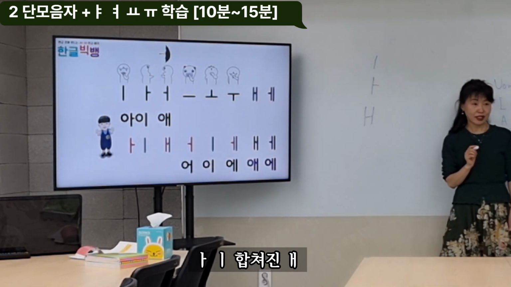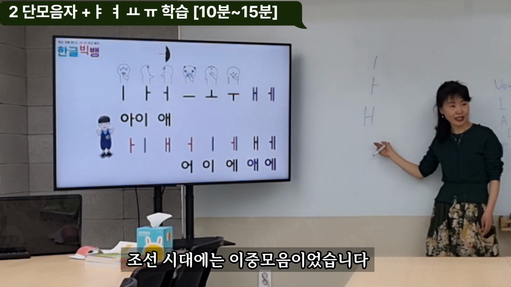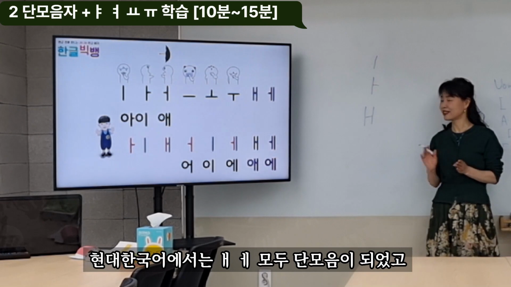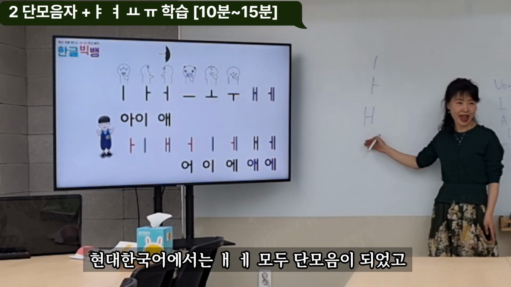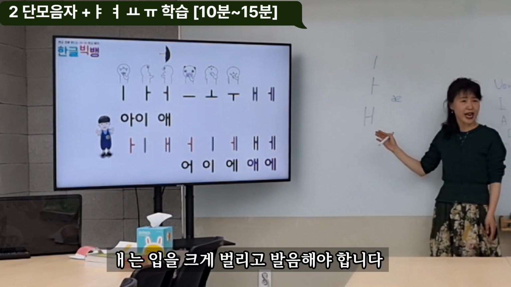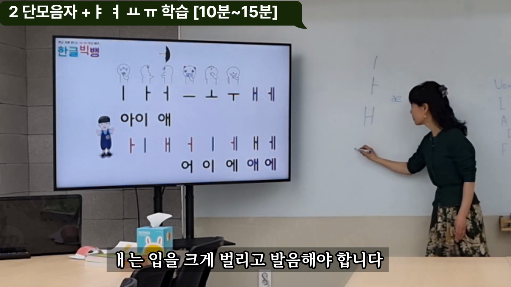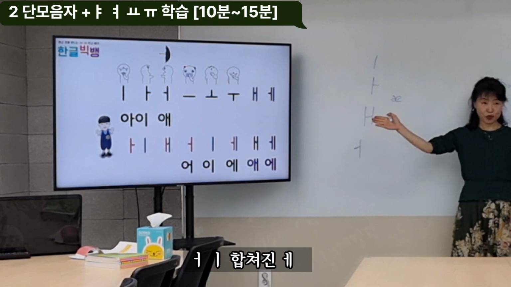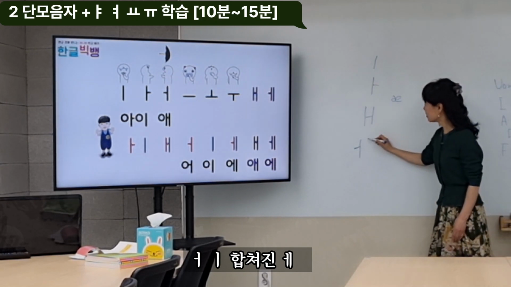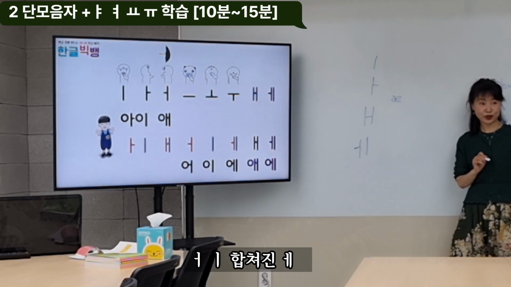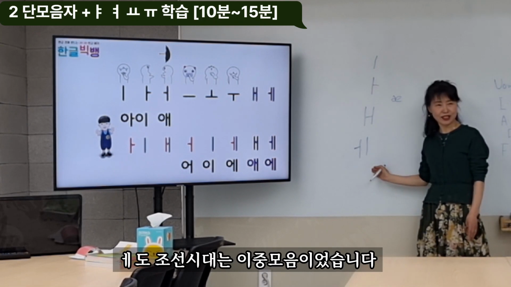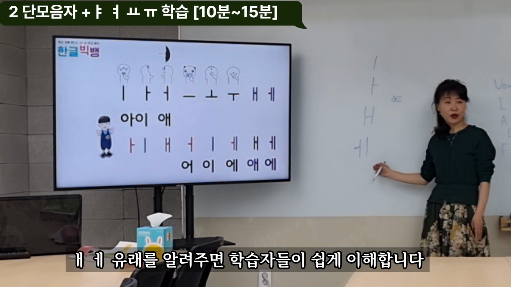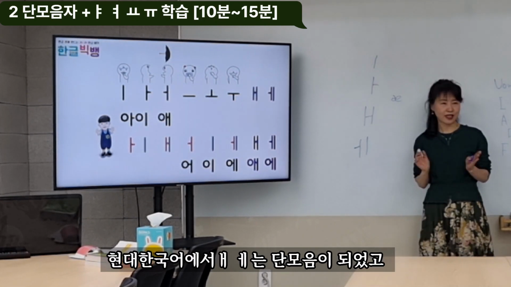In Joseon dynasty, they said maybe I, like this, a diphthong. But in modern Korea, it is not diphthong, just E. So like apple E, big E. And what is this? O. O, yeah, umbrella, O. And then this E, good. So in Joseon dynasty, they said maybe oi, like this. It was a diphthong, but in modern Korean, it is not diphthong.